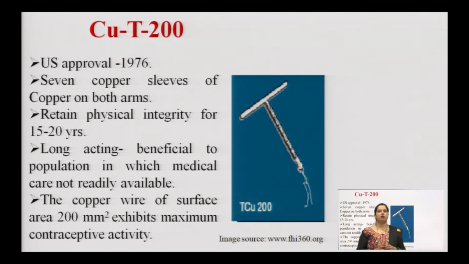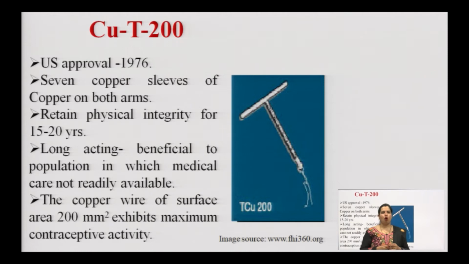So, 7 copper sleeves on both arms are present in this type of IUD, which retains physical integrity for 15 to 20 years. See the description, 15 to 20 years, that means it does not degrade over this period. It is long lasting and beneficial to populations in which medical care is not readily available. So, these are preferable where medical facilities are not up to the mark.